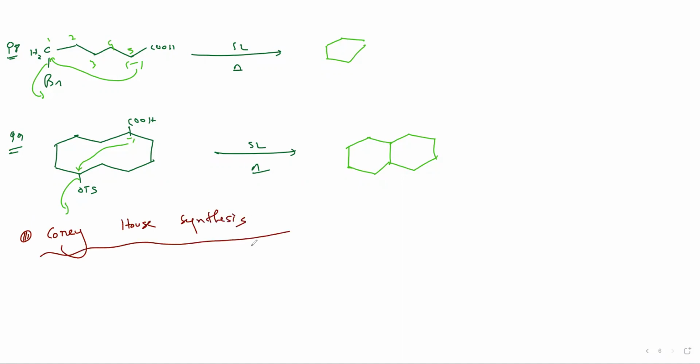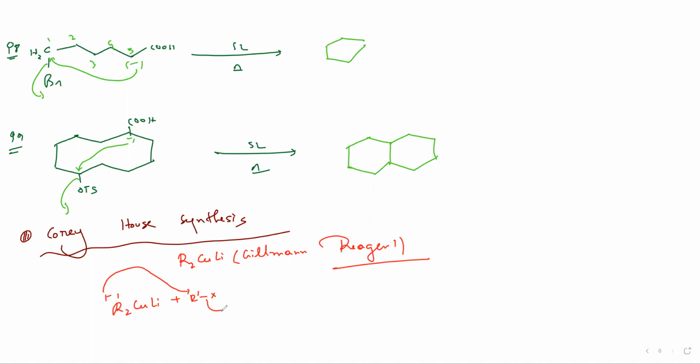Now, Corey-House synthesis, which is required for Gilman reagent. R2CuLi, which is Gilman reagent. So when Gilman reagent is present, this Corey-House synthesis reaction can appear. So like R2CuLi, R'-X, this negative charge attacks here, this bond removes. So this X can never be fluorine. Remember, this X can never be fluorine. You get R-R'. This one is the alkane.